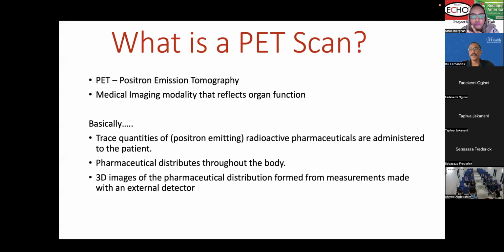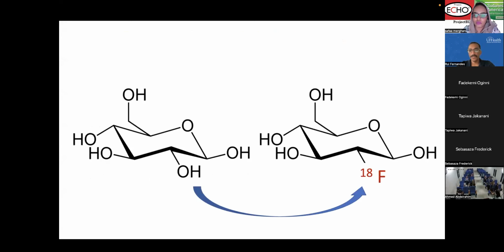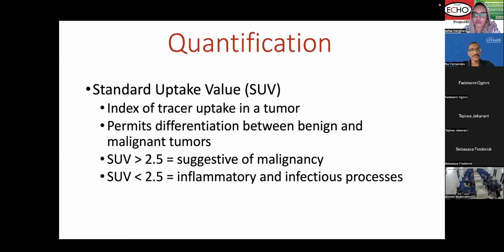So if you see patients with multiple diseases or concern for nodal metastasis, the next thing that we do is obtain a PET scan, which is positron emission tomography. As you know, this is a tracer that mimics glucose. However, it's tagged with a fluoride that one is able to see, and then you can get this standardized uptake value. Based on the SUV, it can be more consistent with malignancy versus an inflammatory process.